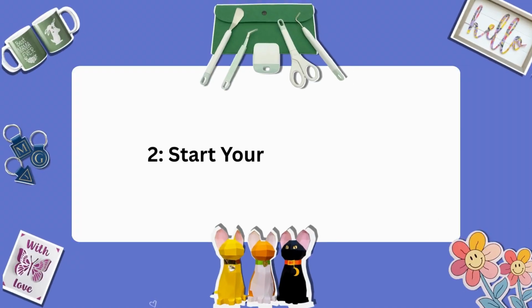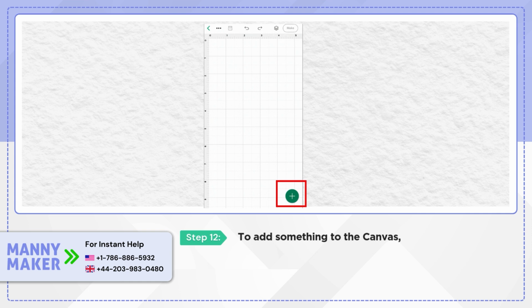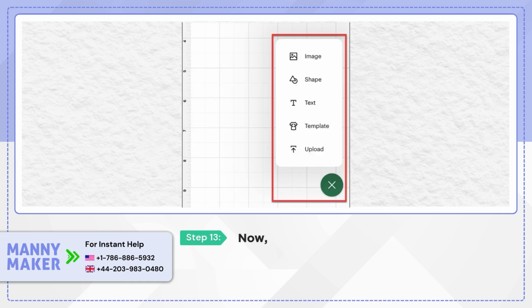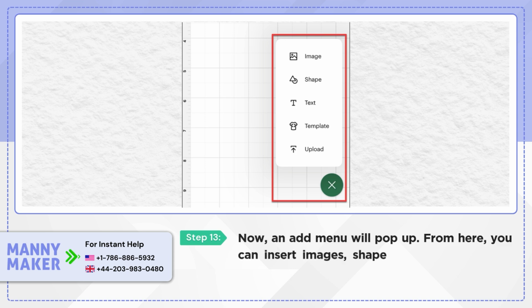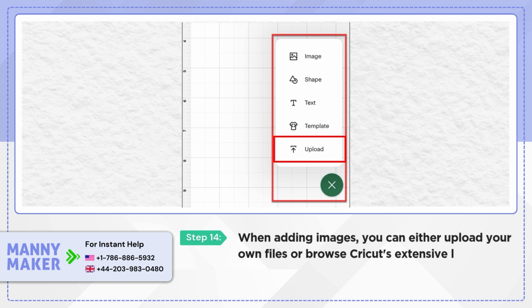Now, let's create our first Cricut project. To add something on the canvas, you need to tap on the plus icon. Now, an Add menu will pop up. From here, you can insert images, shapes, texts, templates, or upload your own designs. When adding images, you can either upload your own files or browse Cricut's extensive library, which offers both free and premium options.